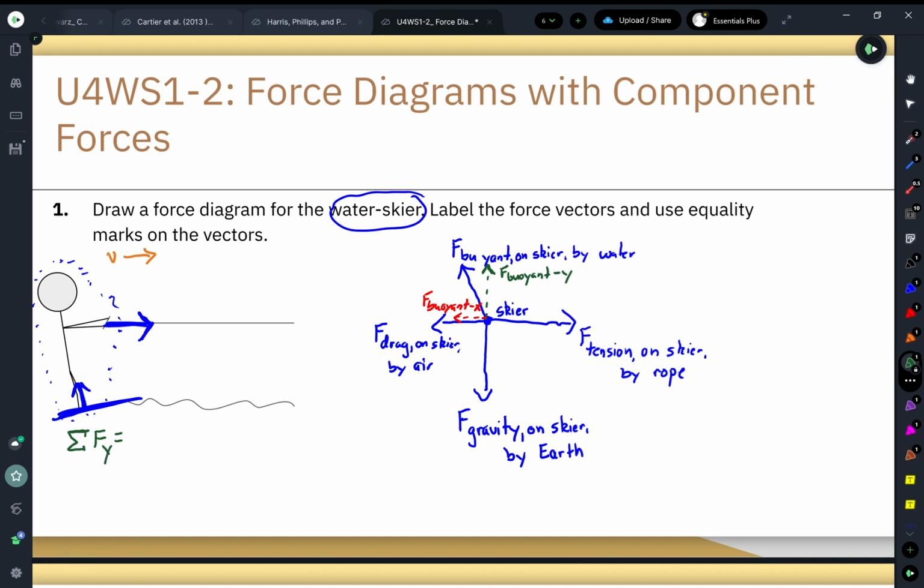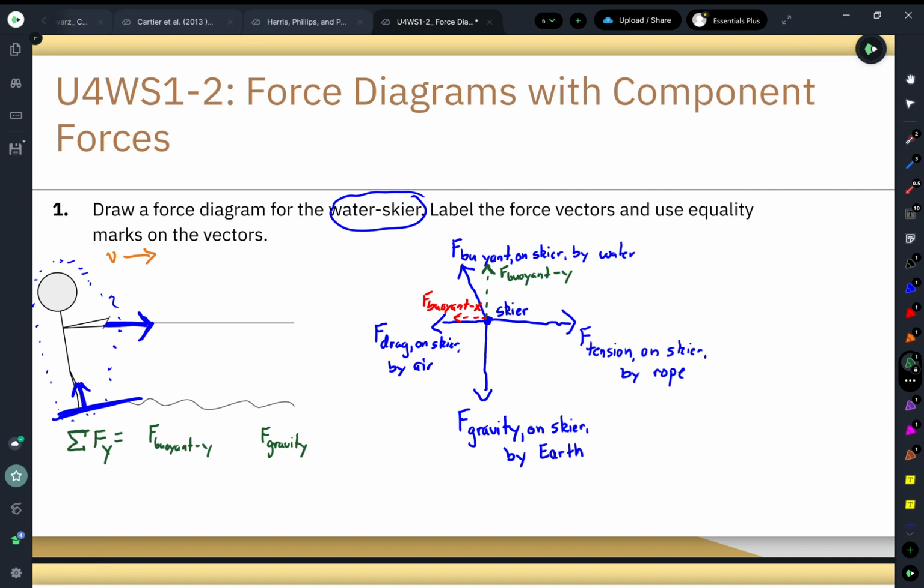I'm going to combine all of those forces. We have a buoyant force in the y direction. It's not the full force, but just that vertical component. And we have the force of gravity in the downward direction.